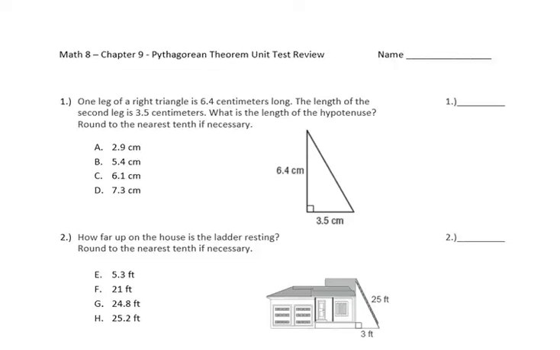All right, here is the review sheet for the test. Test is going to be just like this, so there should be no surprises. So they're telling us here we have two legs. They're asking us to find the hypotenuse. Tells us to round to the nearest tenth, so we have a squared plus b squared equals c squared.